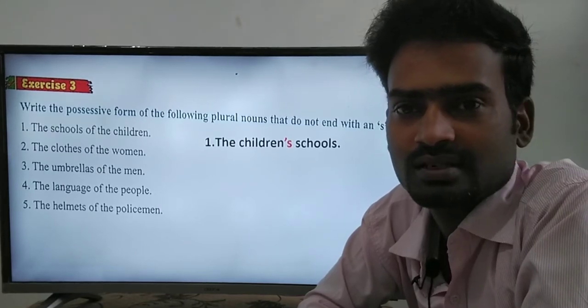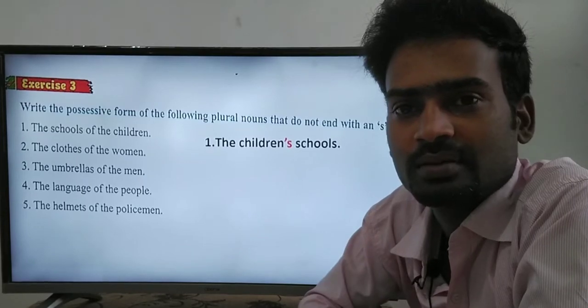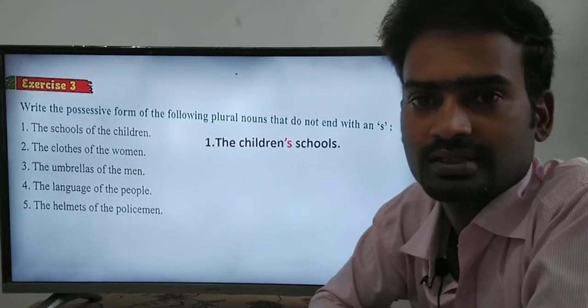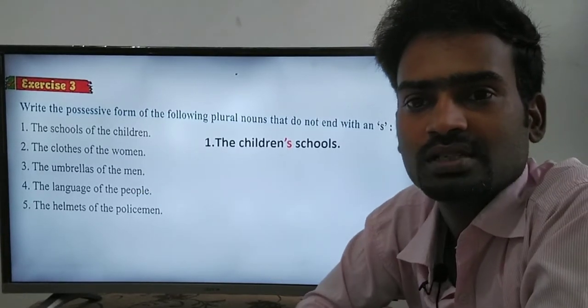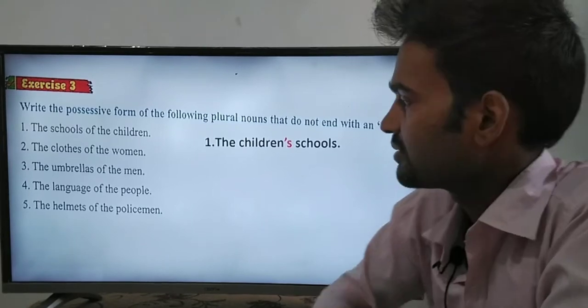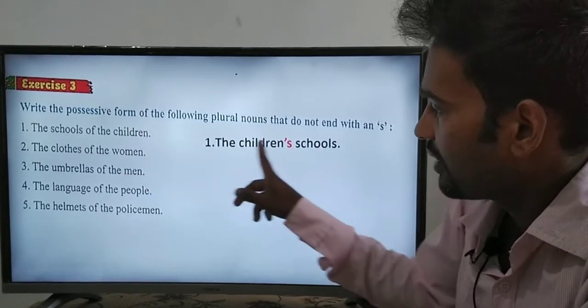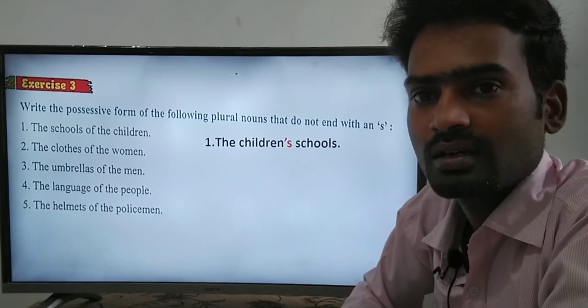So this type of noun, we have to learn it. We have to differentiate what type of nouns will not end with s. So we have to select and memorize these nouns. We cannot simply use children' here. Why? Because if we use it, it becomes wrong, right? The children's schools, we add apostrophe plus s to the plural noun, children's schools.